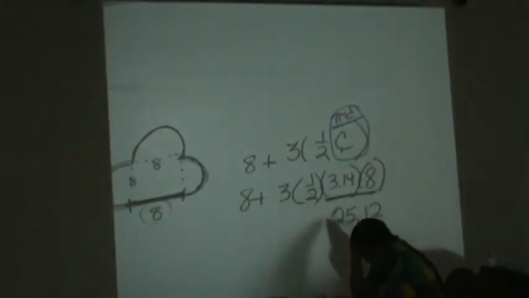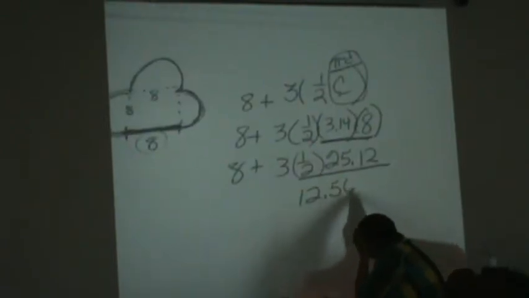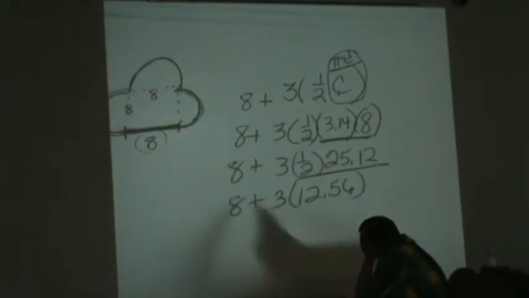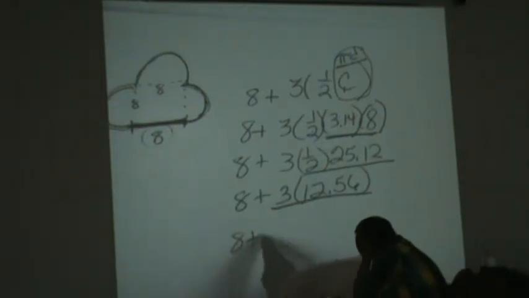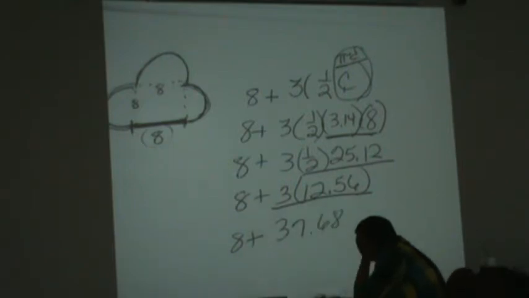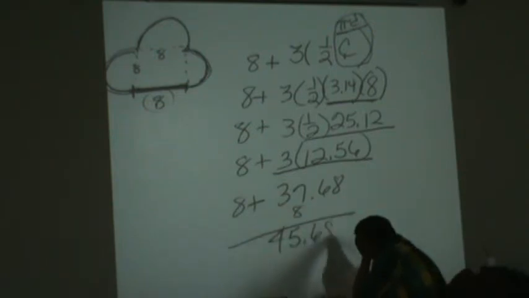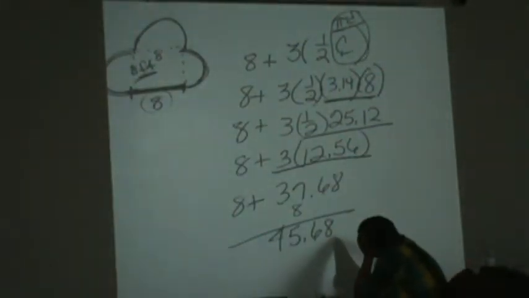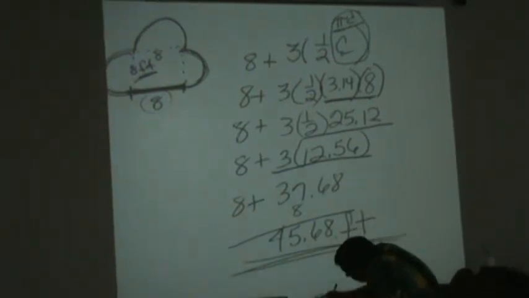Okay, half of that is what? Half of 25.12? 12.56, right? Yes. Did that a while ago? Yes. We need 3 times 12.56. And then you add 8 to that. 45.68. This gave it in feet. So is this feet or square feet? We're still doing perimeter, it's just feet.